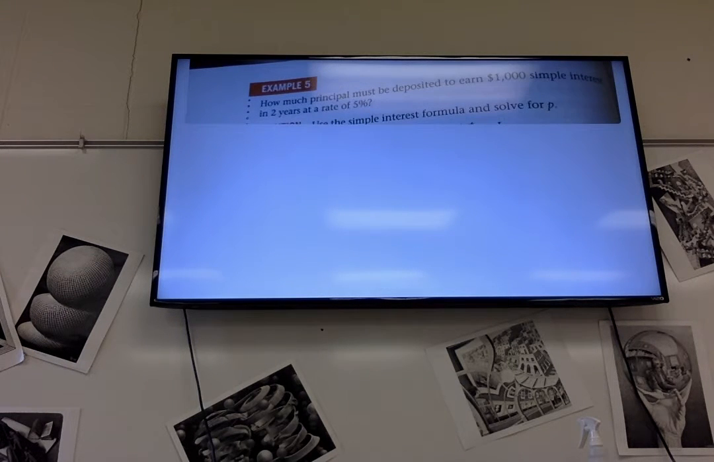Alright. As you can tell, these were pictures I've taken out of the book. How much principal must be deposited to earn $1,000 simple interest in 2 years at a rate of 5%? So this time we're looking for a different part. So again, write down the parts you know. Maybe put question marks by the things you don't know.